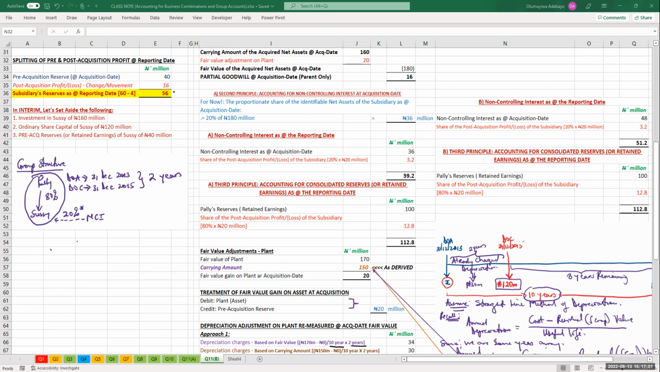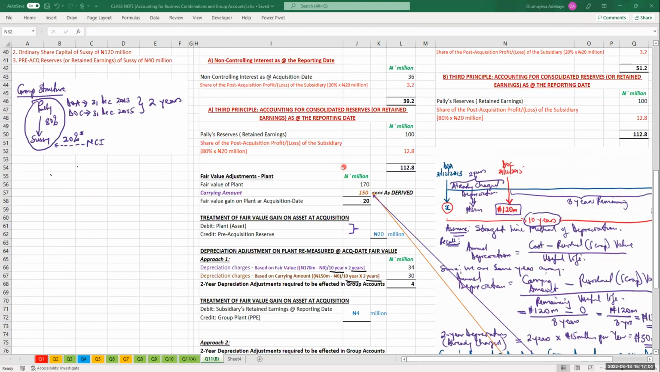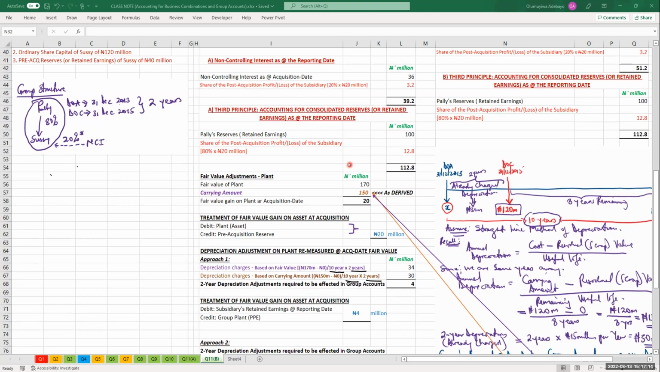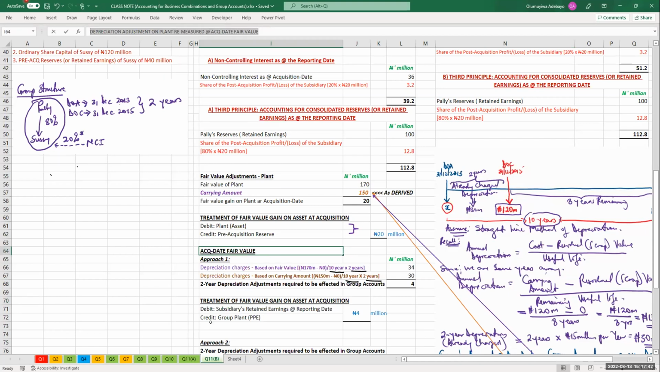Can you just help scroll down a bit, sir? I just want to get it. Here we said treatment of fair value gain on asset at acquisition, but we are still having 4 naira, and we have one earlier. So what's it called? I just want to get clarification as regards the title. Is it still treatment of fair value gain, or treatment of depreciation, or let me say the under depreciation? Exactly, sir.